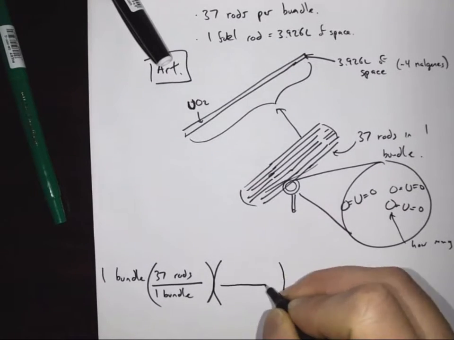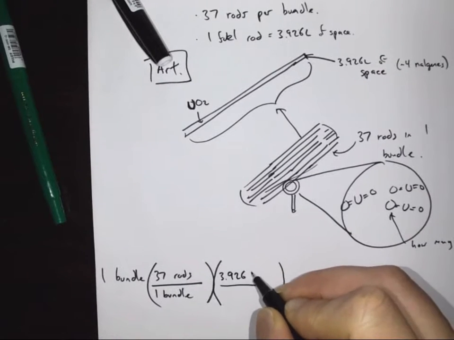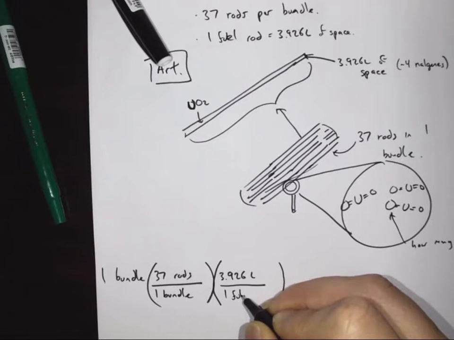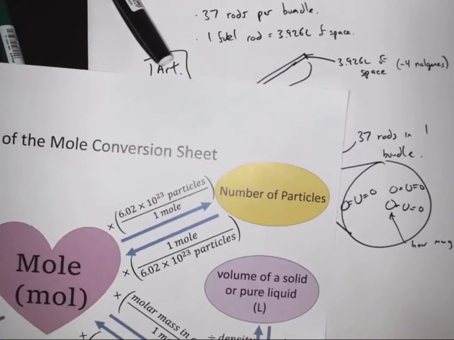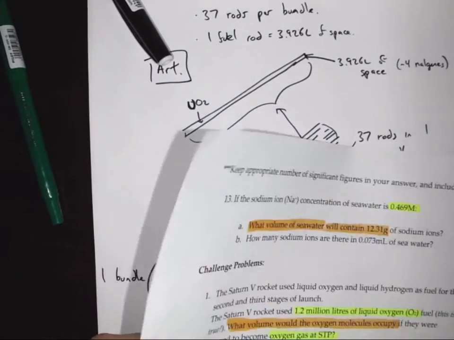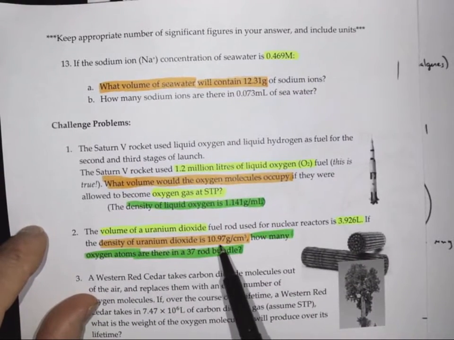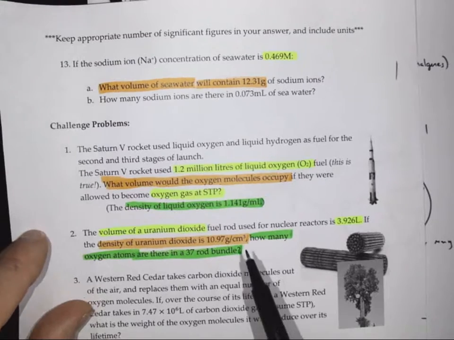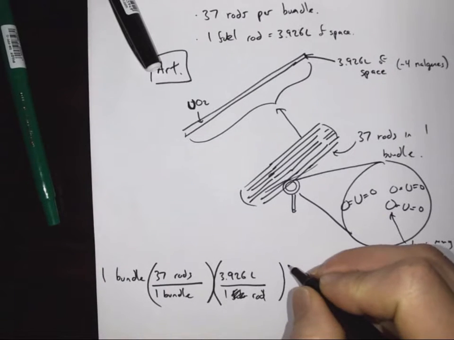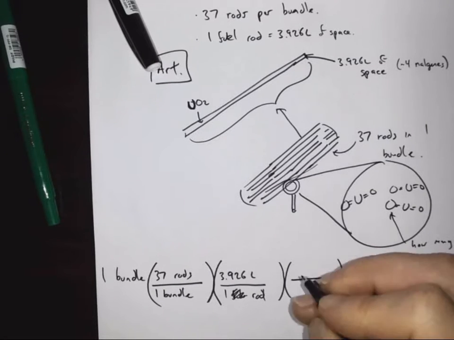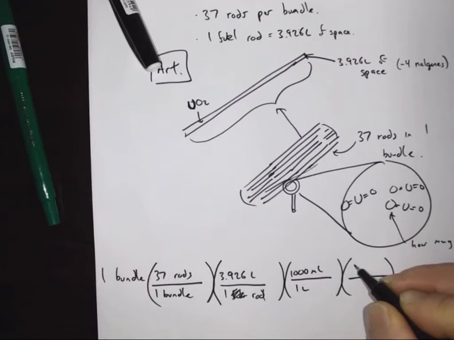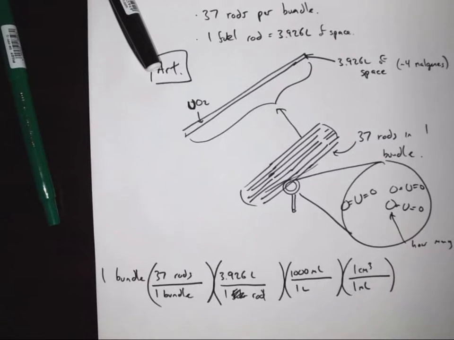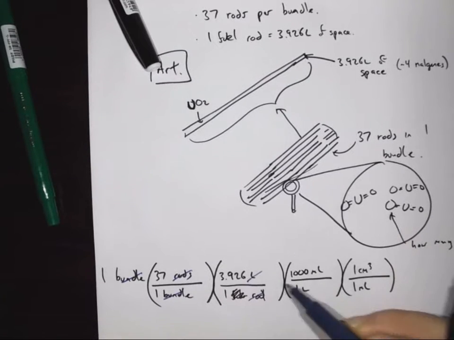Okay. So we're going to use the volume here, which is 3.926 liters for every one fuel rod. I'll just say rod. We're told a density of uranium dioxide is 10.97 grams for every cubic centimeter. So I need to turn my number of liters into cubic centimeters. First I'm going to turn to milliliters, because I know 1,000 milliliters is equal to 1 liter, and also I know that 1 cubic centimeter is equal to 1 milliliter. Take a second to cancel out units: bundles, rods, liters, milliliters. Now I've got cubic centimeters.